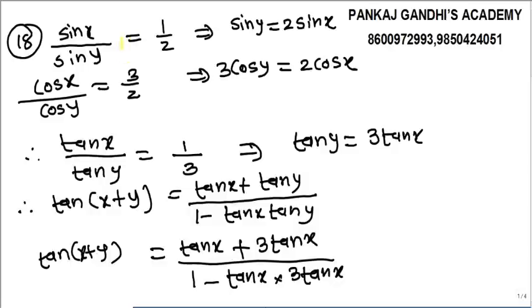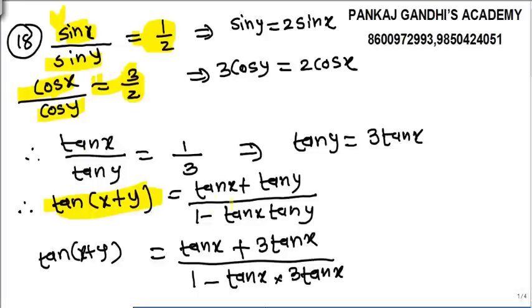Question number 18. Here we have to find out the value of tan of (x + y). So tan of (x + y), and the values given are sin x upon sin y is equal to half and cos x upon cos y is equal to 3 by 2. So these values are given and we have to find the value of tan of (x + y). Obviously, if I put sin of (x + y) upon cos of (x + y), I will not get any values.